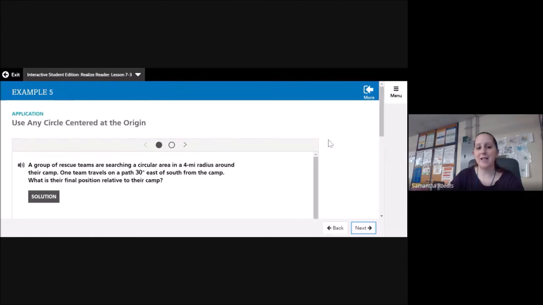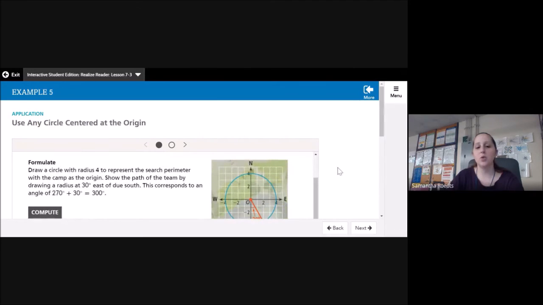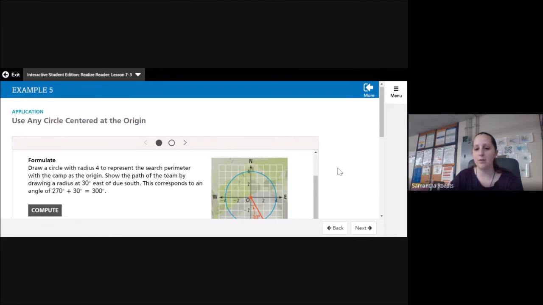Example 5, use any circle centered at the origin. A group of rescue teams are searching a circular area in a 4-mile radius around their camp. One team travels on a path 30 degrees east of south from the camp. What is their final position relative to their camp? So formulate. Draw a circle with a radius of 4 to represent the search perimeter, with the camp as the origin. Show the path of the team by drawing a radius at 30 degrees east of due south.